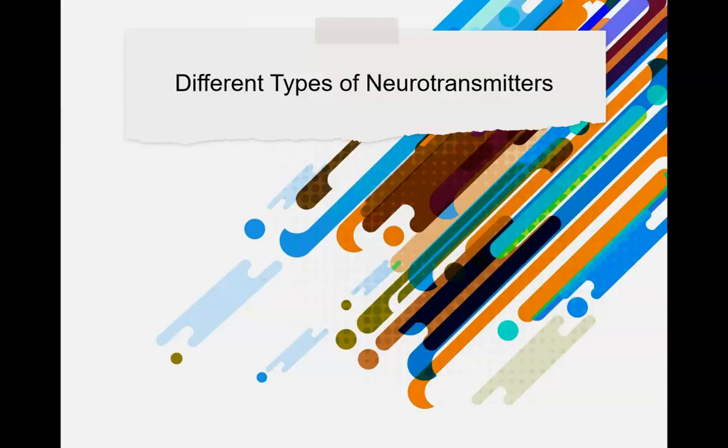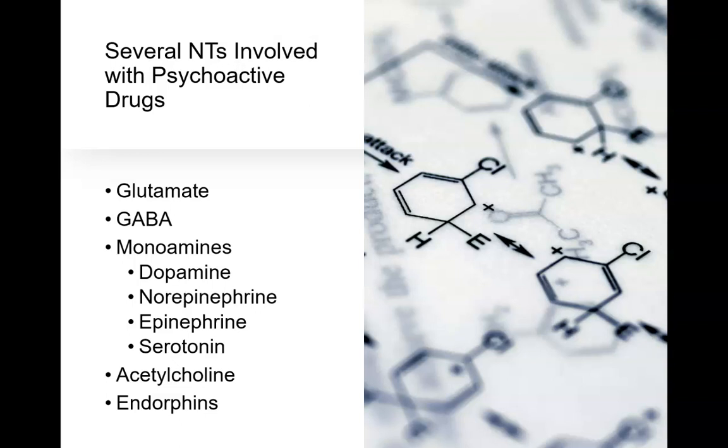Now, there are different types of neurotransmitters, and we're going to talk about those now. Your textbook does spend a little more time talking about endorphins and gases like nitric oxide, so make sure that you take a look at those. I'm going to cover some of the bigger ones here. There are several different neurotransmitters that are involved with psychoactive drugs, and we're going to talk about quite a few of these today. I would also encourage you to read about these in your textbook, and we're going to go over each of these in detail.